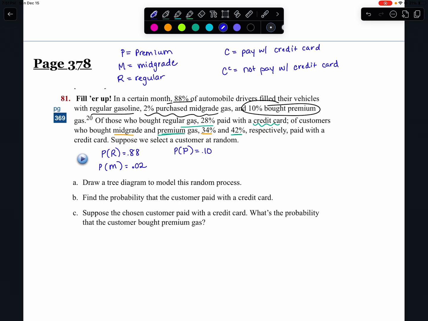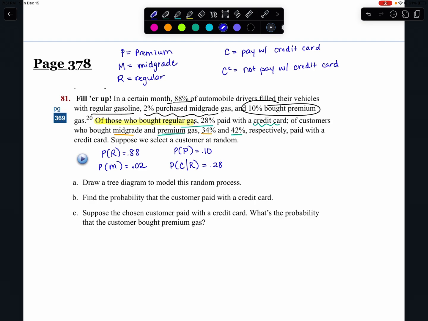Now, they tell us of those, so remember, of is a hidden conditional. Of those who got regular, that's our given that. So we know that they got regular gas. So the probability, knowing that they got regular gas, 28% paid with a credit card. So credit card given that they got regular gas, so 0.28.